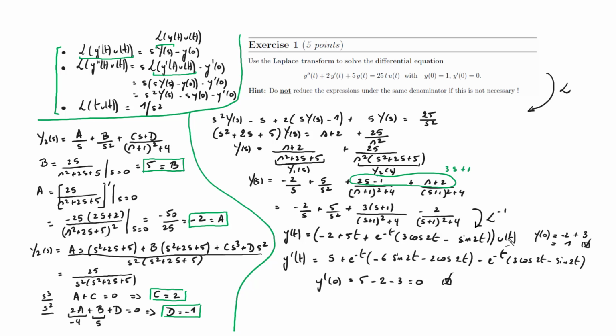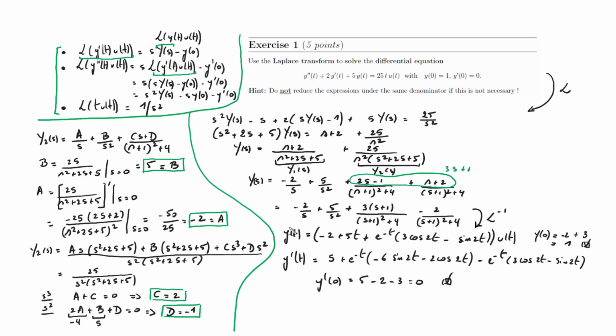We can have a look at the initial conditions, of course. If we plug in t equal to 0 over here, we have a contribution of minus 2 coming from here and a contribution of 3 coming from here. So indeed we have 1, and this is correct, as you can see.